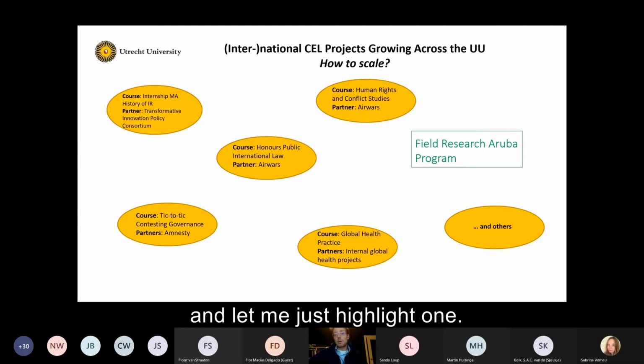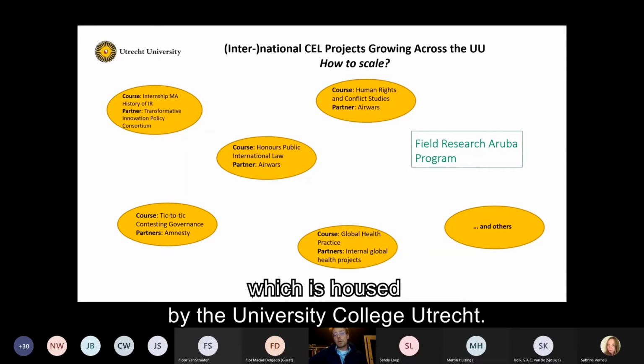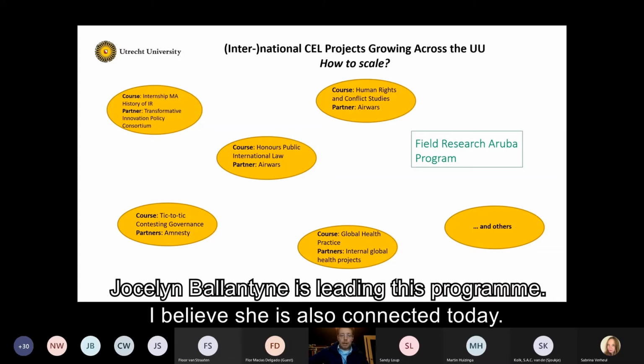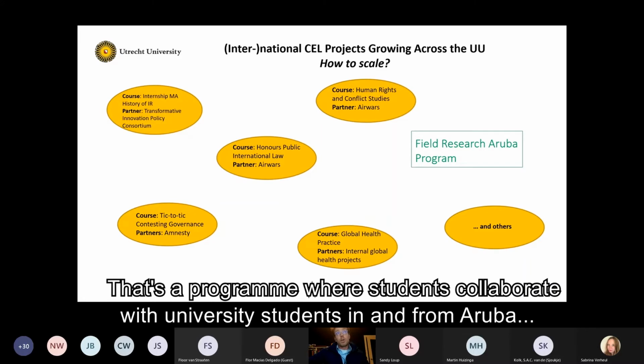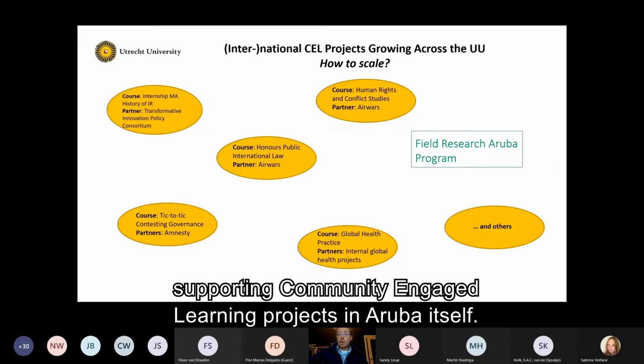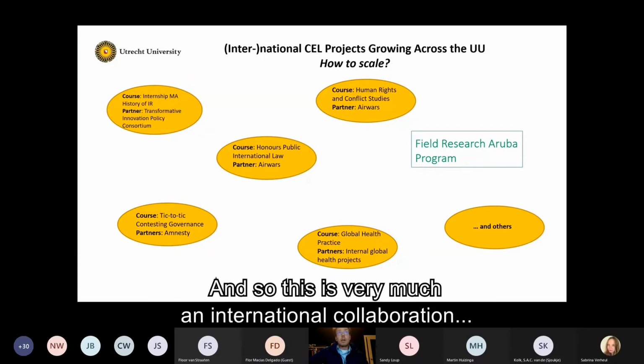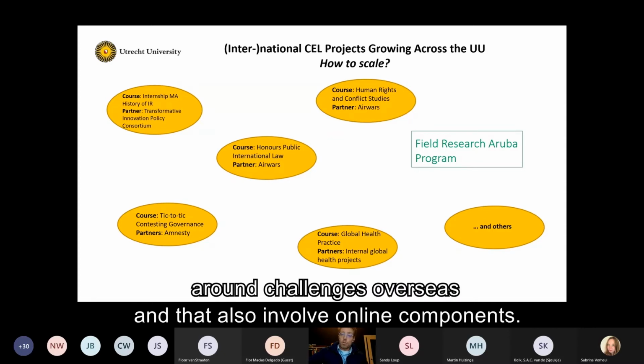And let me just highlight one. The field research Aruba program, which is housed by University College Utrecht. Jocelyn Ballantyne is leading this program. I believe she's also connected to that. And so that's a program where students collaborate with university students in and from Aruba, supporting community engaged learning projects in Aruba itself. And so this is very much an international collaboration around challenges overseas, and that also involve online components.